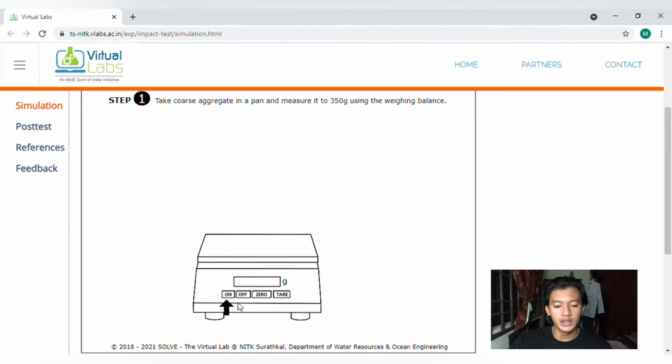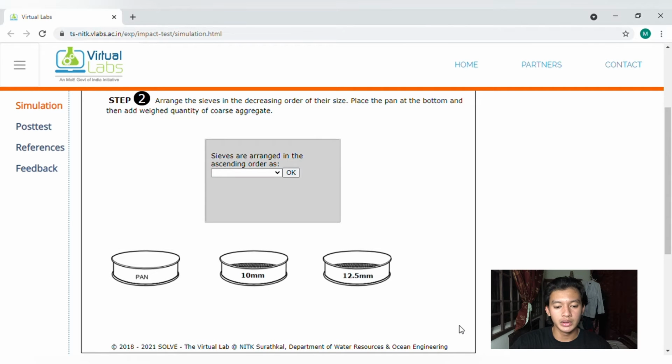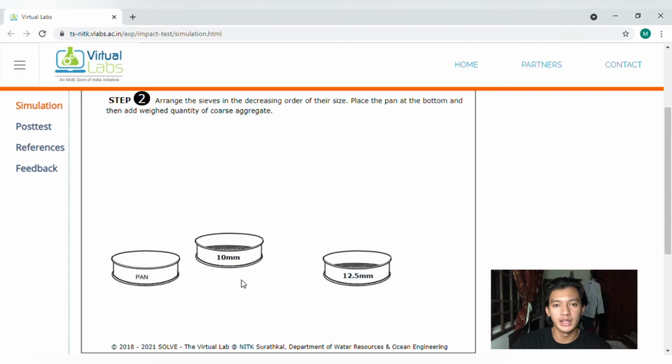Step 1. We need to take coarse aggregate in a pan and measure it to 350 grams using the weighing balance. Step 2. Arrange the sieves in the decreasing order of their size. Place the pan at the bottom and then add the weighed quantity of coarse aggregate. Sieves are arranged in the ascending order as pan, next 10 mm and then 12.5 mm.